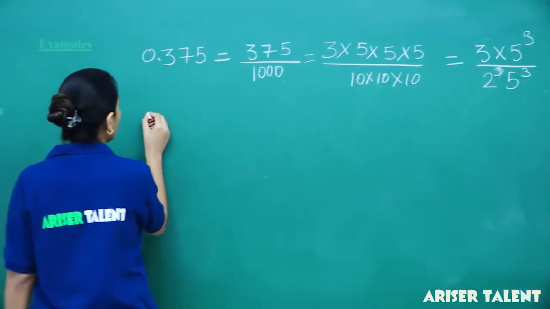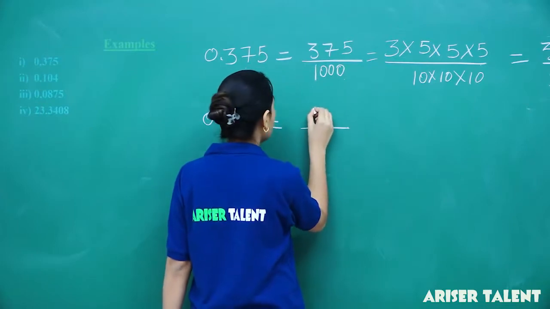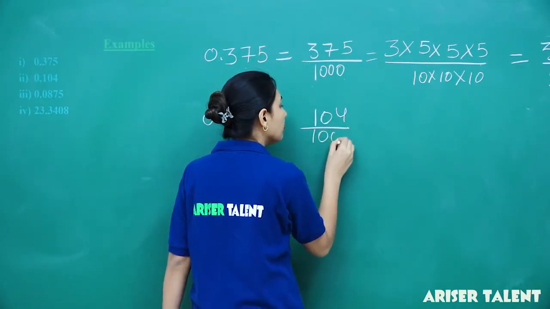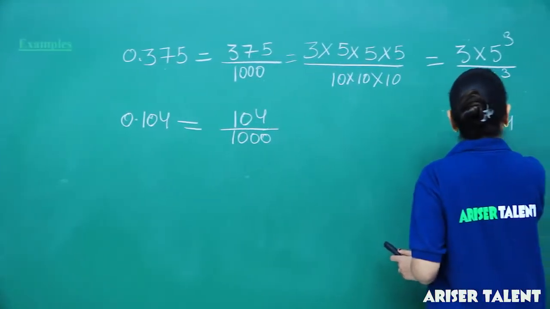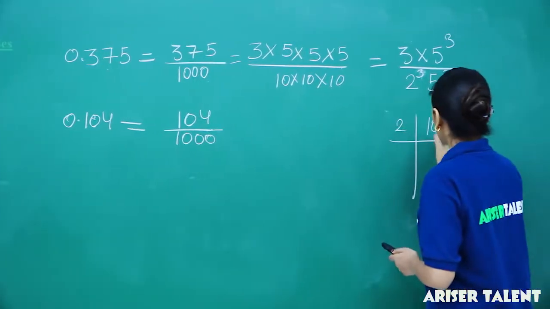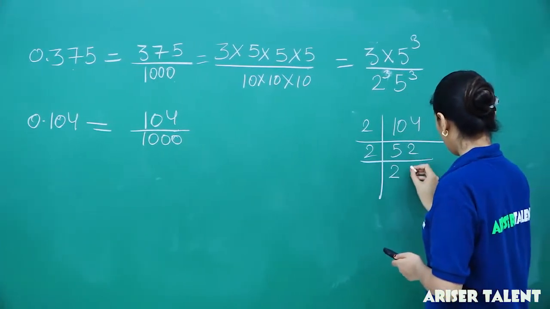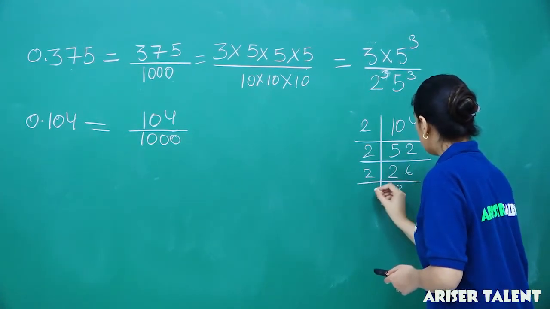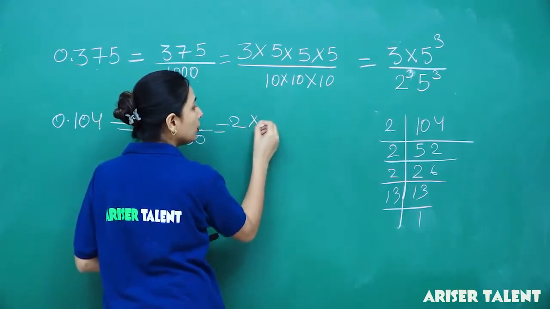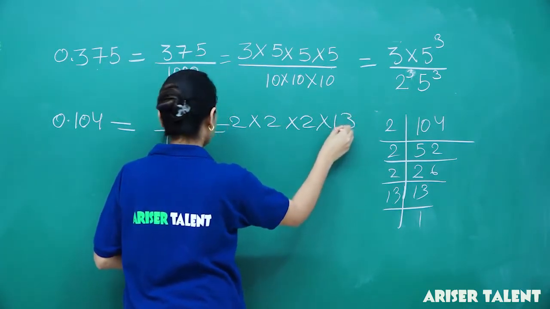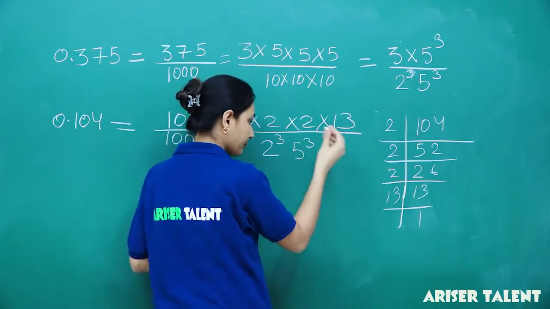Now, the second one is 0.104. So we will rewrite it again in p by q form, where q is not equal to 0. Now, factorization of 104. We will do this: 2 times 52, 2 times 26, 2 times 13. Now 13 is a prime number. So we will get 2 into 2 into 2 into 13. Again 1000, so the prime factorization will be 2 raised to power 3 and 5 raised to power 3.